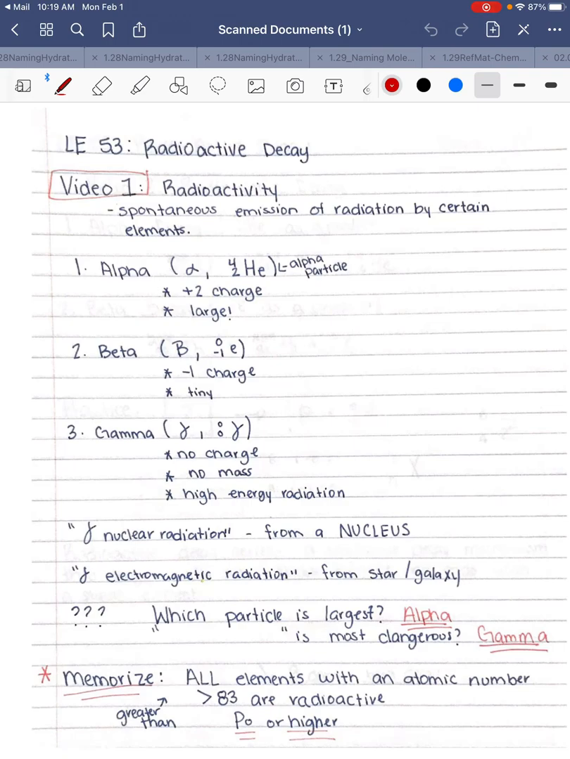So radioactivity is defined as spontaneous emission of radiation by certain elements. You're going to find out in the notes that this is specific to elements that have an atomic number greater than 83. So it's like Po, I think it's palladium and higher. So these are elements that spontaneously emit radiation, right? And there are 3 particles that they concentrate on.